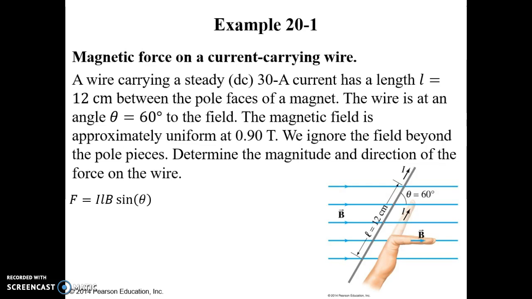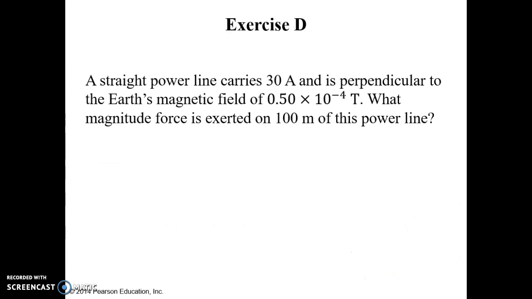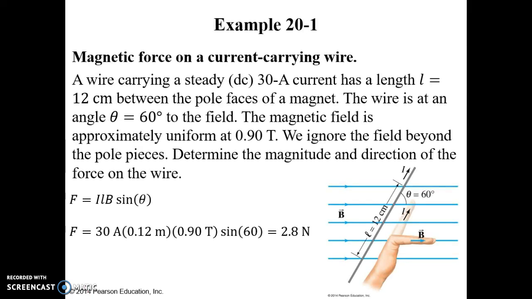We'll start with our new equation. From there, it's just a straight plug and chug to calculate the magnetic force on the wire. So we plug and chug to get 2.8 newtons. Oops, I forgot to mention that the direction of the force is into the page. That's the direction that the thumb is pointing.